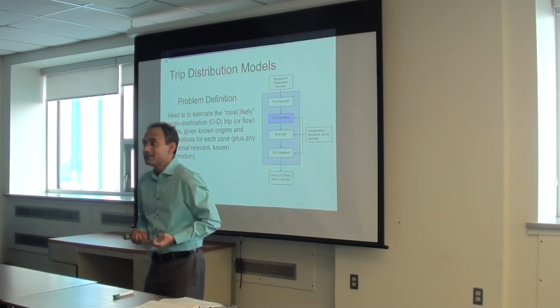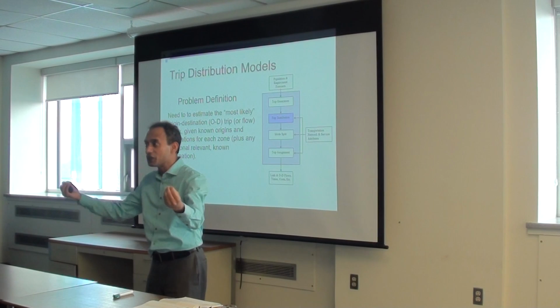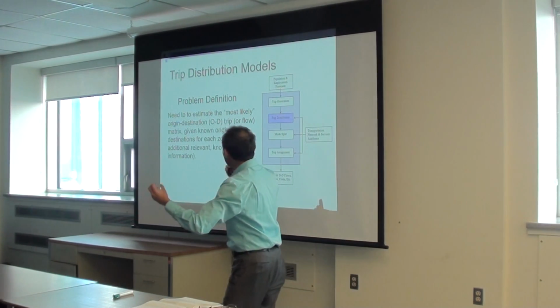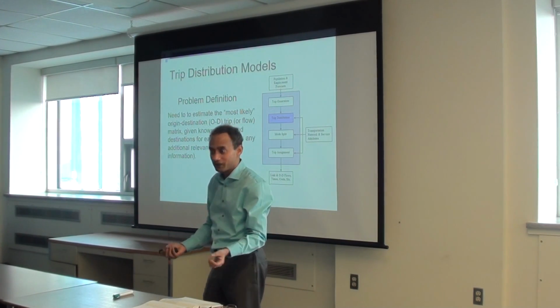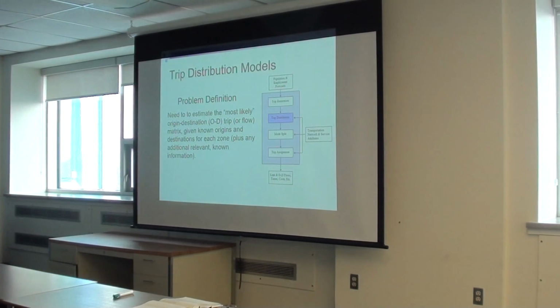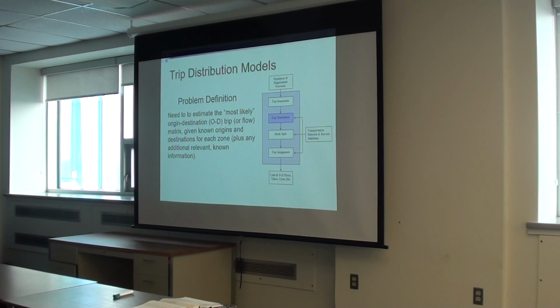So our problem now is that we have to create these linkages, create the trips themselves, which becomes an origin-destination matrix. Say we have 3 zones: zone 1, zone 2, zone 3. We know all the production and all the attraction for each zone, because we know these numbers from the first stage.